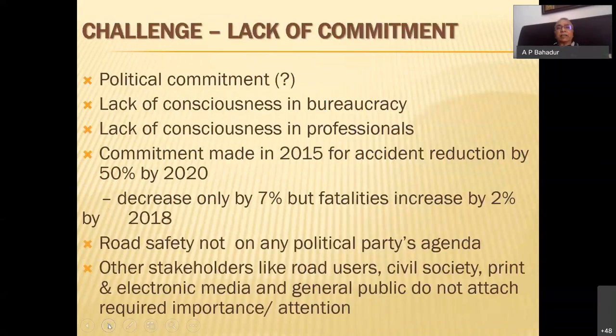So political commitment, as you can see here, I mean, forget about bureaucracy, even professionals. In 2015, a commitment was made by our country that by 2020, fatalities would be reduced by 50%. Forget about the reduction, it increased by 2% by 2018. So road safety is not on any political party's agenda either. To be somewhat harsh, we as a society and a nation are not paying the attention that road safety deserves.